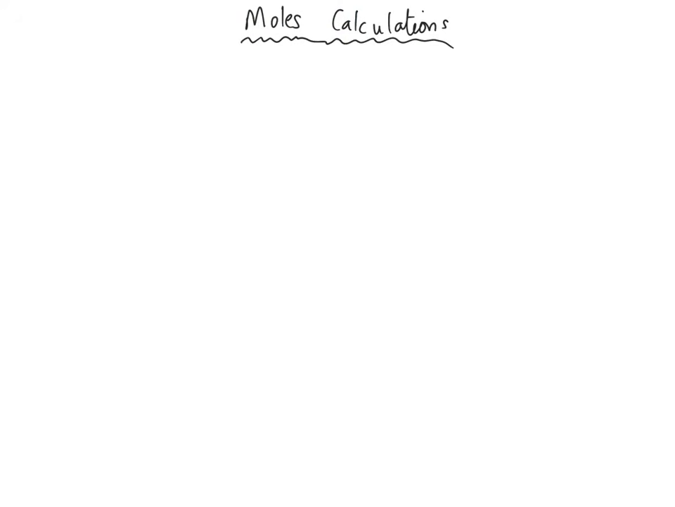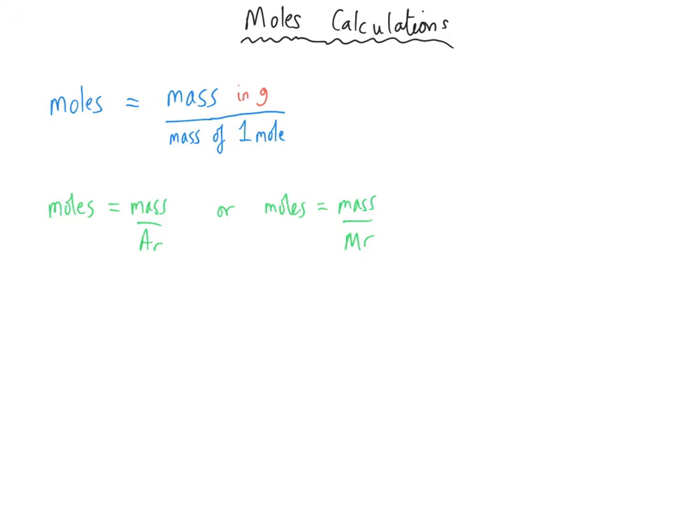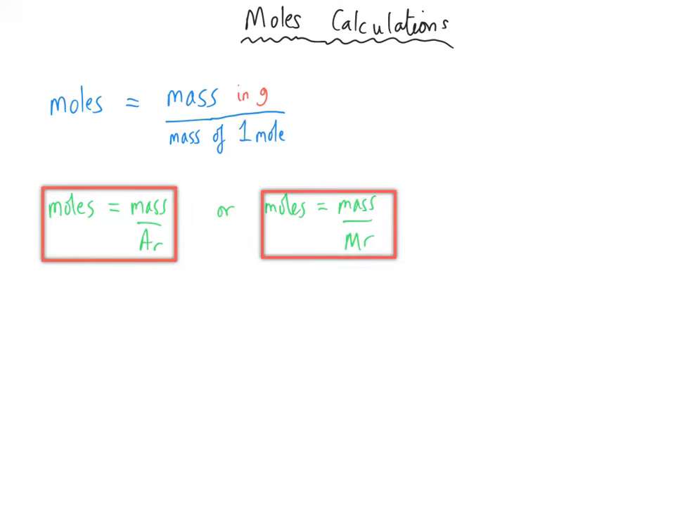If you want to calculate the number of moles present in a particular mass of a particular substance, you need to know the substance's formula, and if you do that, you can work out what the mass of 1 mole of that substance is, or its MR. And the calculation to work out how many moles you've got is the number of moles is equal to the mass in grams divided by the mass of 1 mole, whether that is AR or MR. So we can write that in more shorthand form as n for moles equals mass m divided by mass of 1 mole, which is AR, or n equals m over MR as well, depending on which it is that you're calculating.